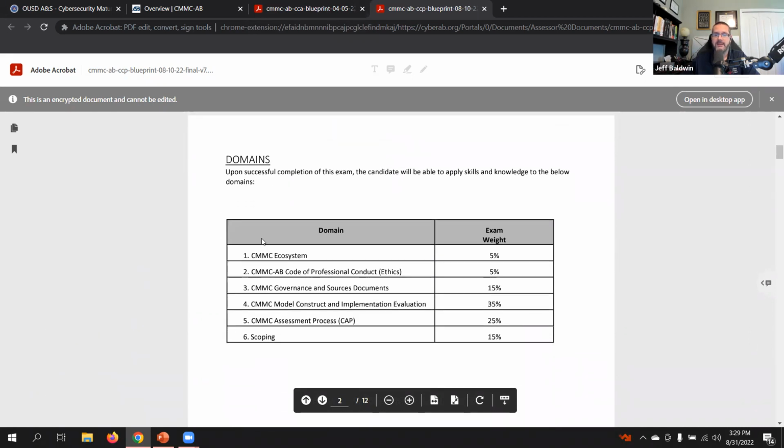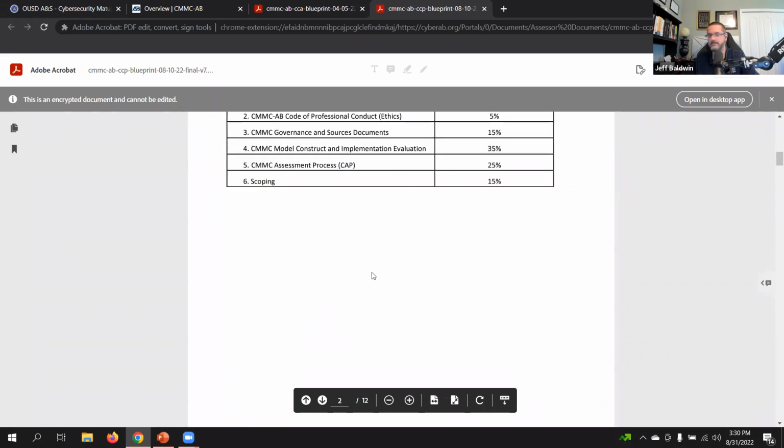Moving into the next part, we have domains. There are 6 domains in 2.0. The first one is ecosystem, which is 5%. Code of professional conduct is another 5%. Governing and source documents is 15%. The model construct and implementation evaluation is 35%. Then the CMMC assessment process, which was just released in draft not too long ago, I think last month, is worth 25%. And then scoping, which is everybody's favorite topic, is 15%.